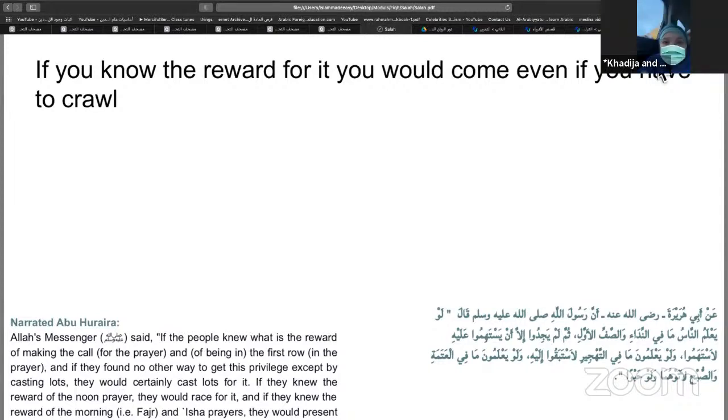Of course they would. Okay, so the Prophet ﷺ is saying a similar situation here. You know, if Muslims were told that if you come to the masjid, guys, for any prayer, you're going to be handed a $100 bill, what would people do? They would definitely be coming to the masjid, right?